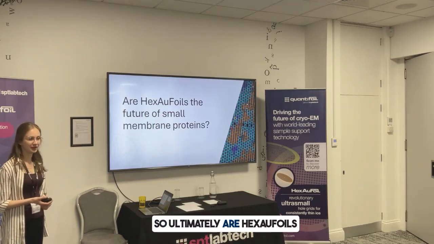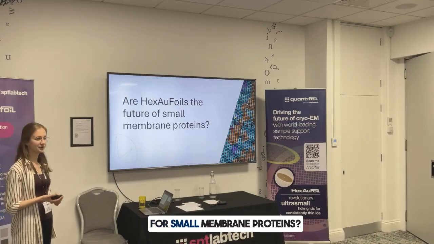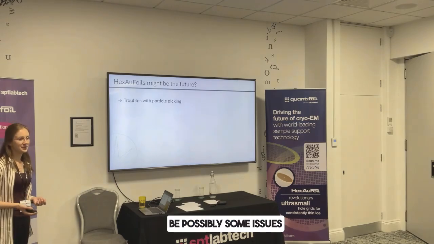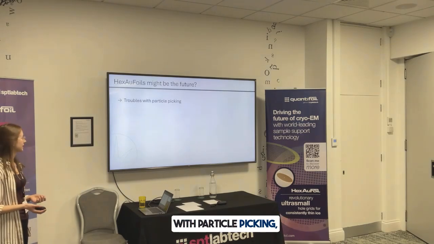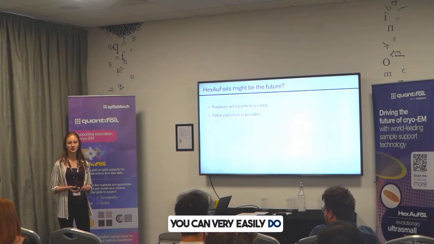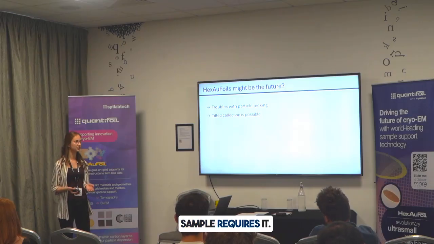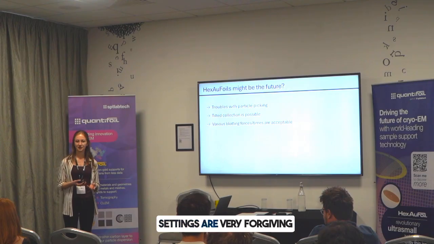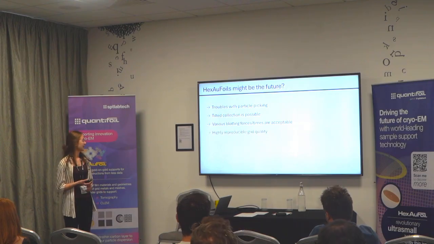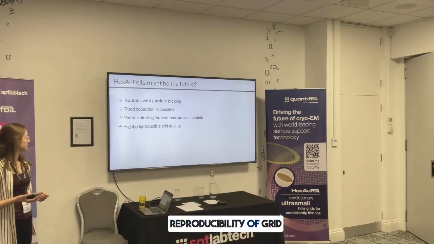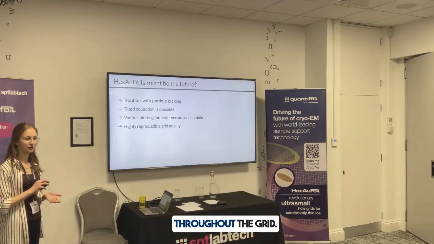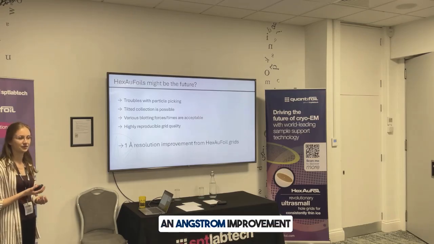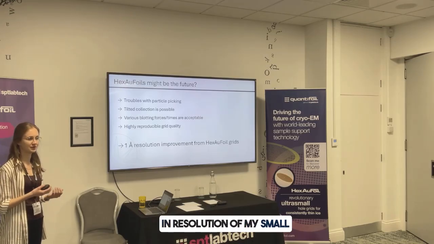So ultimately, are HexAuFoils the future for small membrane proteins? Who knows, maybe. And even though there might possibly be some issues with particle picking, you can very easily do a tilted collection if your sample requires it. And the blotting settings are very forgiving. And you get very high reproducibility of grid quality and ice throughout the grid. And ultimately, this meant that I was able to get an angstrom improvement in resolution of my small membrane protein from the HexAuFoil grids.